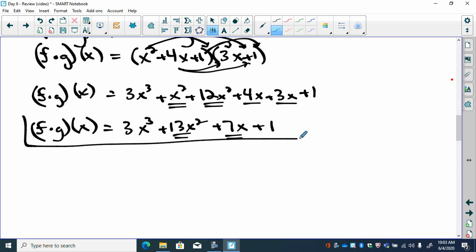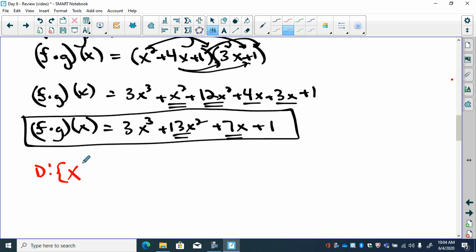That is the equation of the combined function. The domain of that would be whatever's common to the original two. Well, the domain of f of x was x belongs to the real numbers. The domain of g of x was x belongs to the real numbers. So the domain of the combined function is going to be the same thing, x such that x belongs to the real numbers, or from negative infinity to positive infinity. Okay, easy one to start.